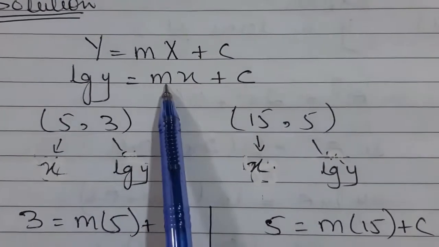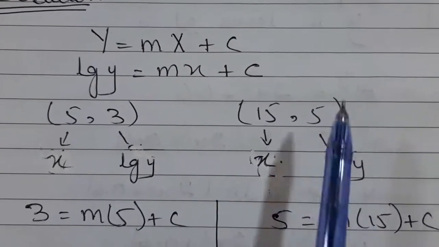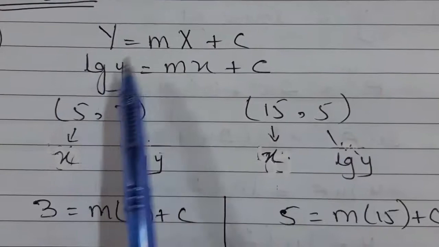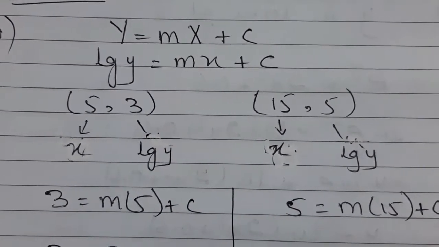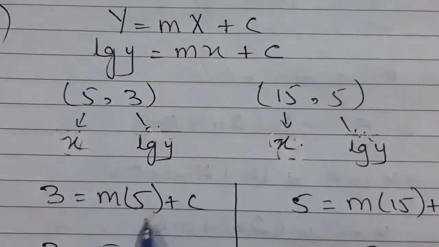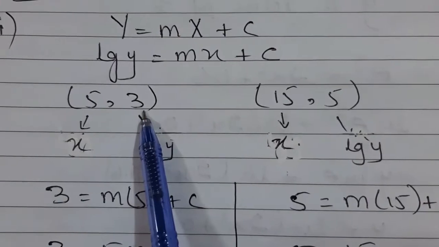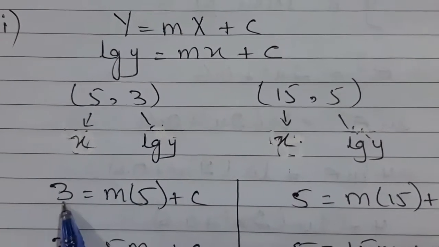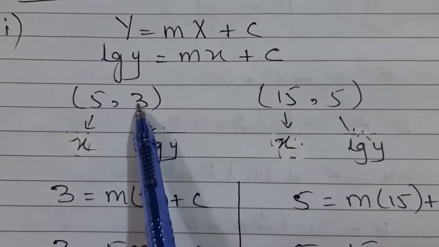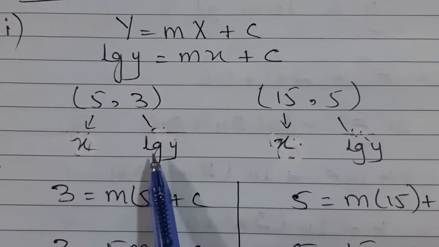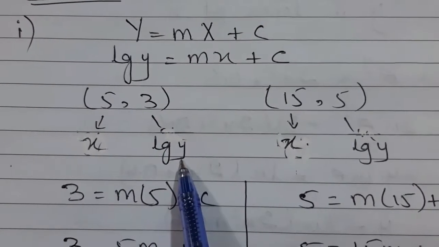Now again, to find out m, you can apply the gradient formula, or you can plug in these values and solve simultaneously to get m and c. I have done both ways here. First I have done substitution, so I'm replacing LGY by 3. Students make a mistake, they write here LG3. They only replace y by 3, which is wrong, because according to the graph, this is not just y, this is LGY.